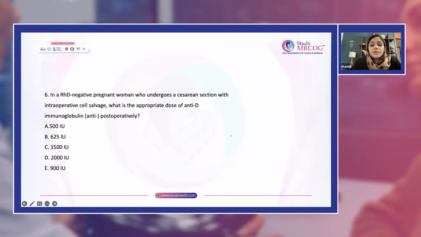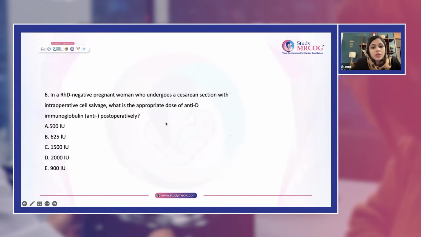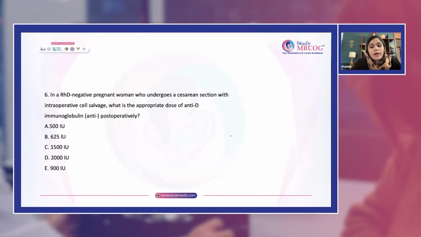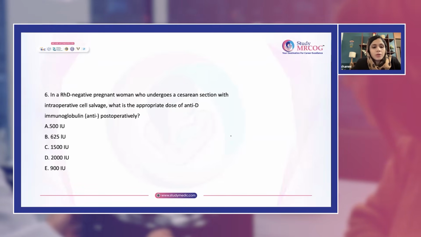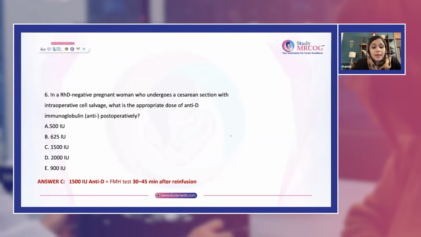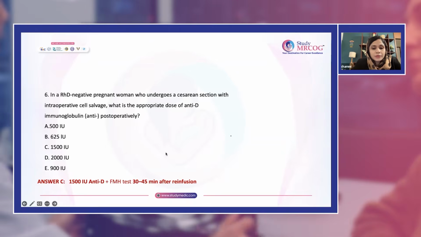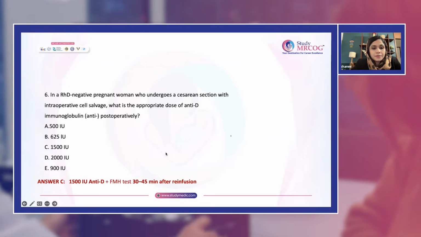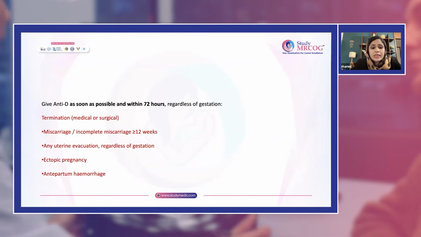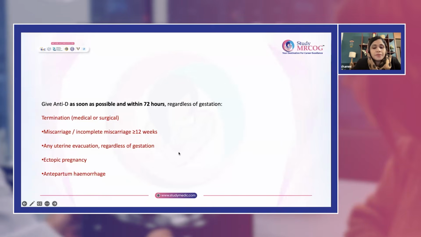If an Rh negative woman undergoes cesarean section with intraoperative cell salvage, what is the appropriate dose of anti-D to be given? The dose of anti-D is very important. Almost always you will get a question from this, and here the answer is 1500, plus FMH should be done 30 to 40 minutes after transfusion. Give anti-D as soon as possible, within 72 hours, regardless of the gestation.